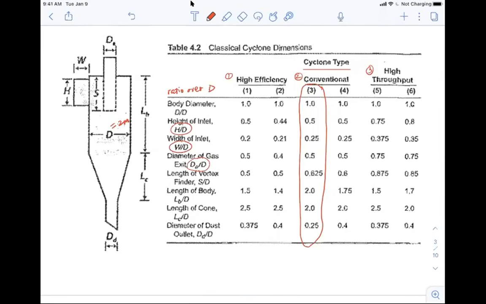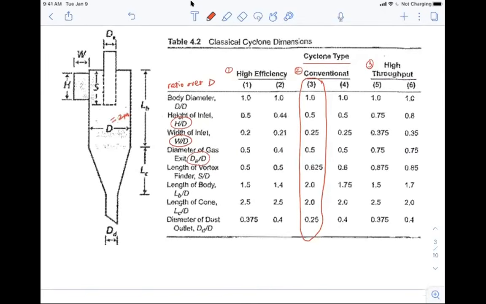We just need to look into this table here. First we see that in terms of the height of the inlet, H over D is equal to 0.5, right? And we have D equal to 2 meters. So H is equal to 1 meter, right? So we can just label that here. And in terms of the width of the inlet, since we already know that D is equal to 2 meters, the W is equal to 0.5 meter, right?